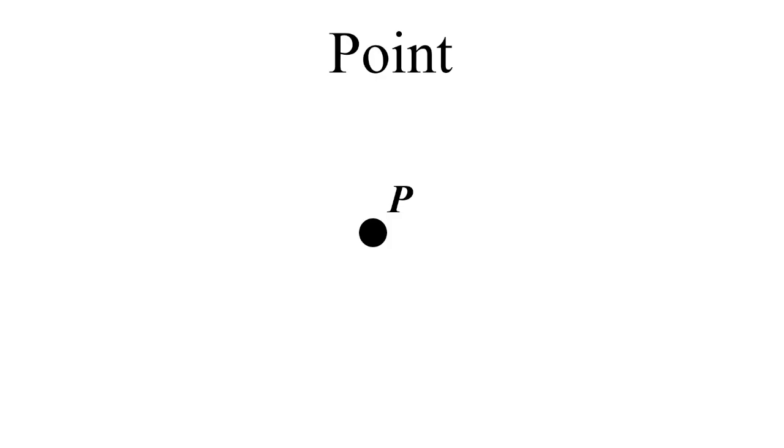Now, the point is actually a specific location represented by a dot. Points are named with a capital letter. Therefore, the name of this point is point P. Now, all the basic figures not only have names, but they also have symbols for the names. Therefore, the symbol for a point is just the letter P. So if you see the letter P, that means point P.